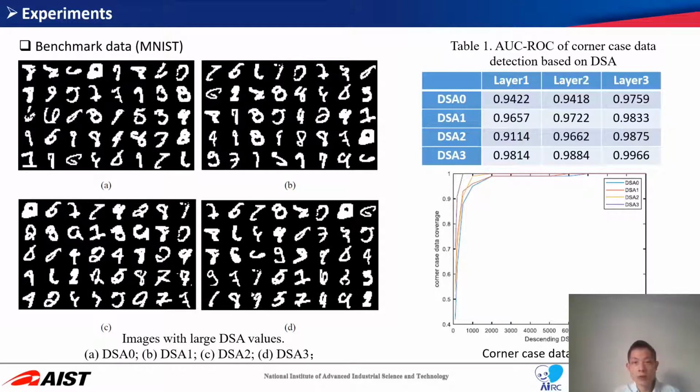Moreover, calculating the four canons of DSA values on three specific layers and using them for corner case detection, the AUC and ROC values are calculated for corner case detection. Results show DSA3 performs better than the others.